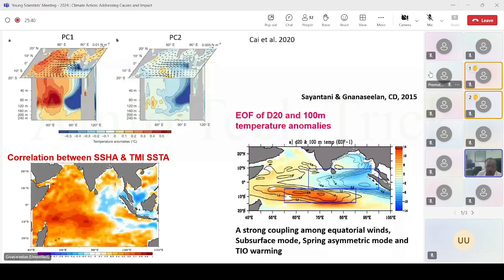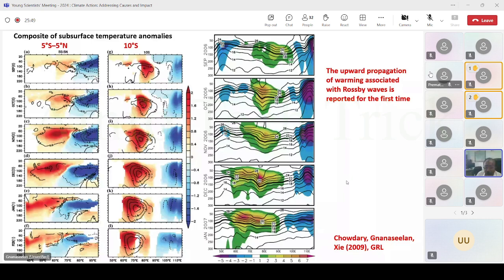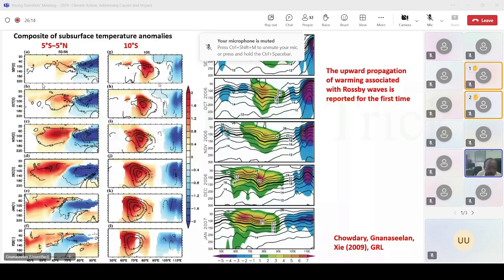So you can see this is a typical example of Rossby waves propagating upward, affecting these temperature anomalies. You can see from September 2006 to January 2007 how the anomalies which are seen at 100 meters or below get propagated to the surface with the Rossby waves. And this is seen in the composite of all the IOD years. You can see that a similar pattern is seen.